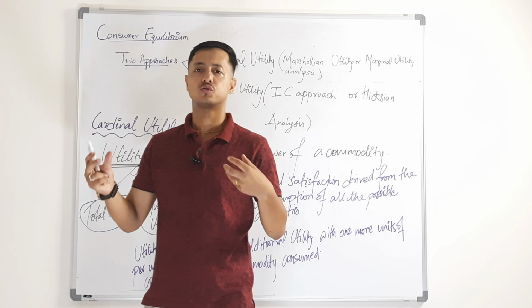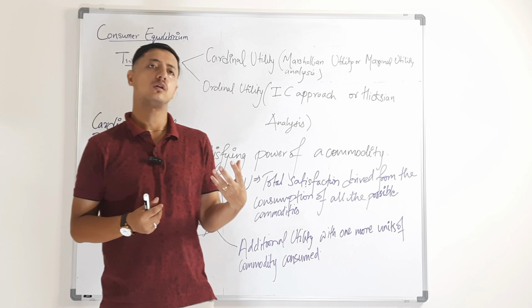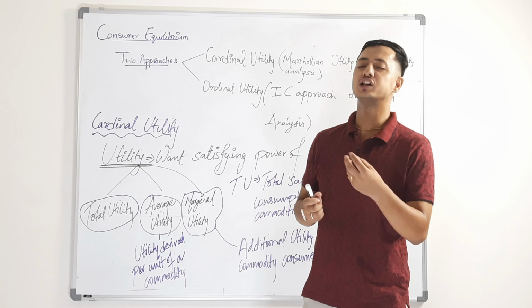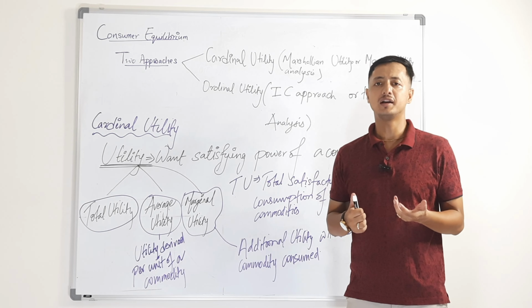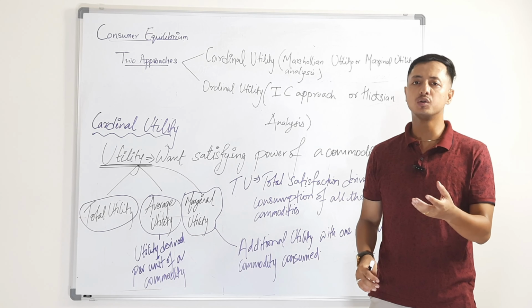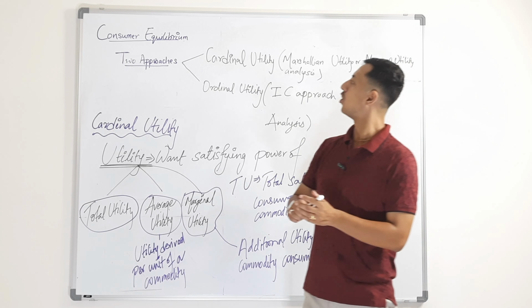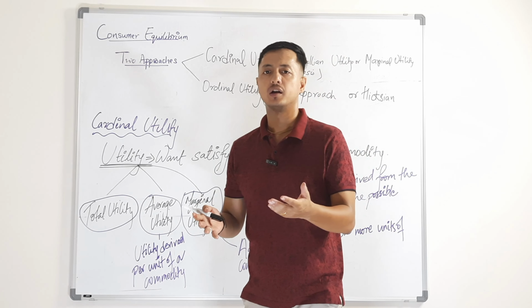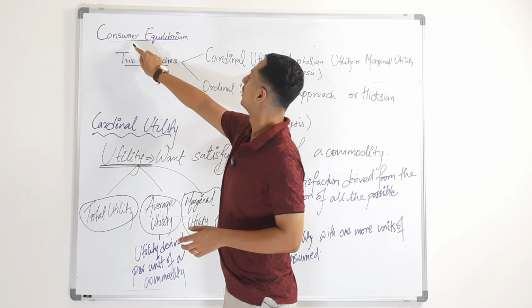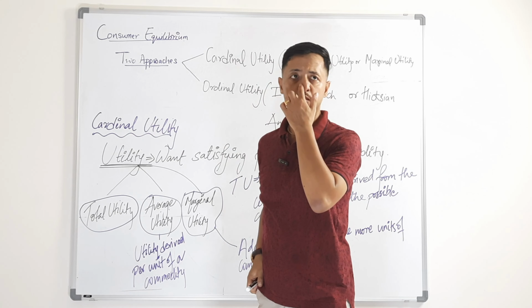consumer and equilibrium. So consumer is the one who buys goods and services for the satisfaction of wants, right? So a consumer can be an institution, can be an individual, right? Or anyone, for that matter even government. So consumer equilibrium. So what is equilibrium?